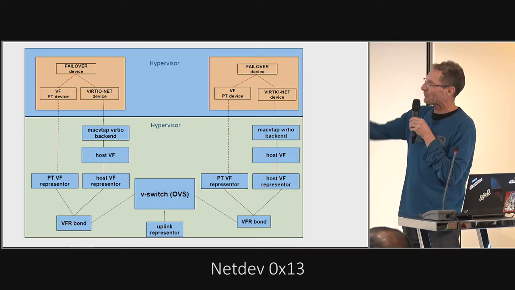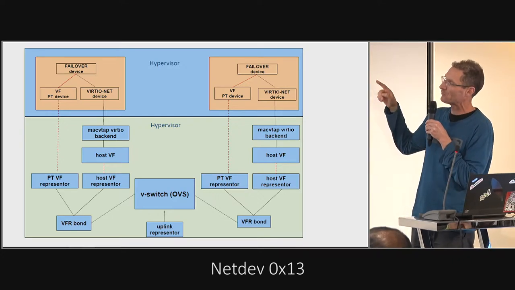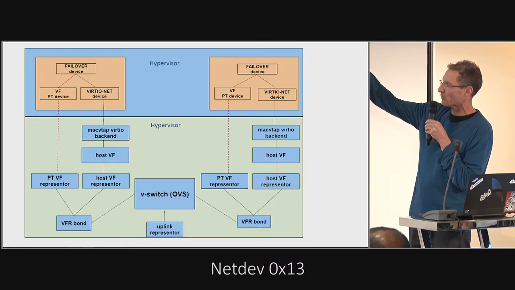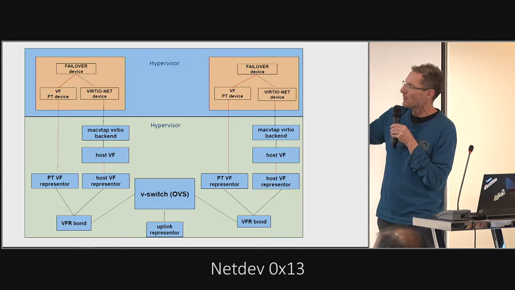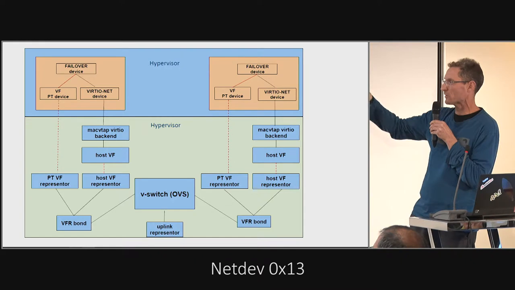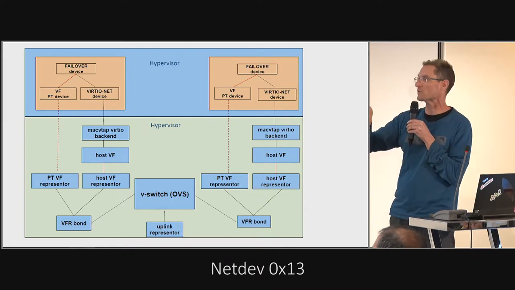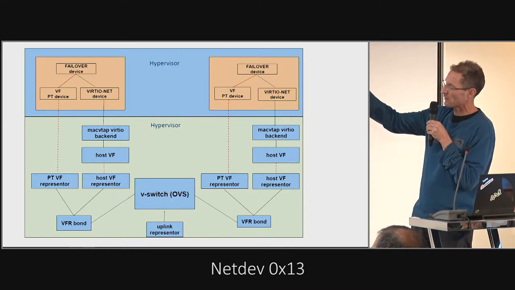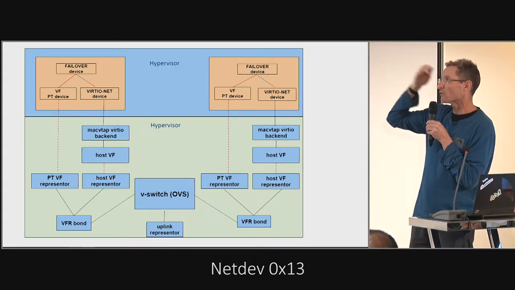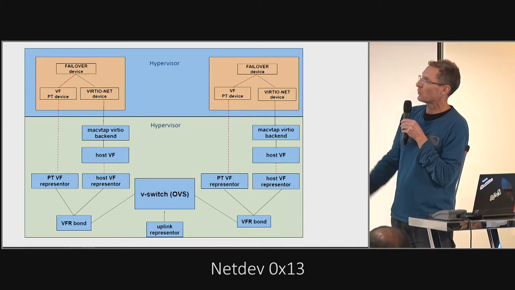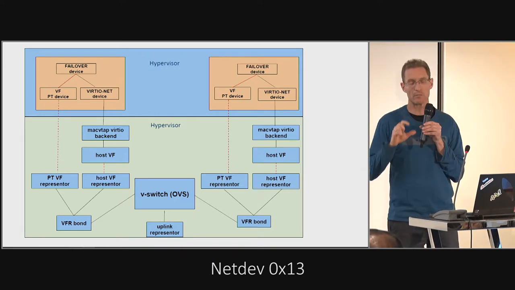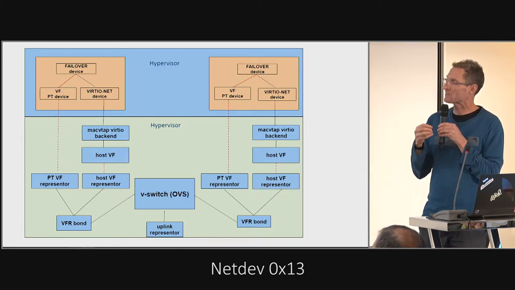So how does it look after we did all this crazy thing? Again, on the left-hand side you'll see one VM, on the right-hand side, a second VM. The accelerated path ends up more simple because we have the VF, which is passed through into the VM. It has a dashed line to the representor because sometimes it goes to hardware, sometimes to software. And this left representor goes to a virtual function representor bond. On the right side, we see the virtio-net. We use the MacVTap, which is a standard virtio backend, but we use it in passthrough mode.